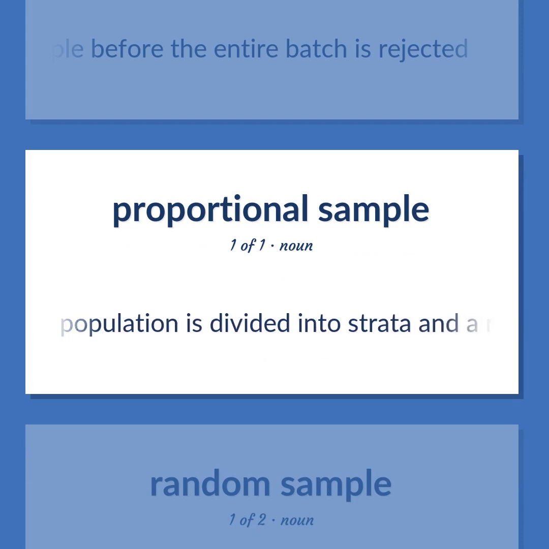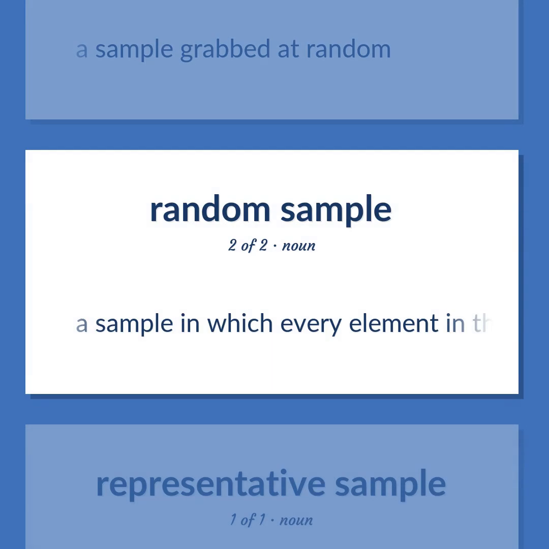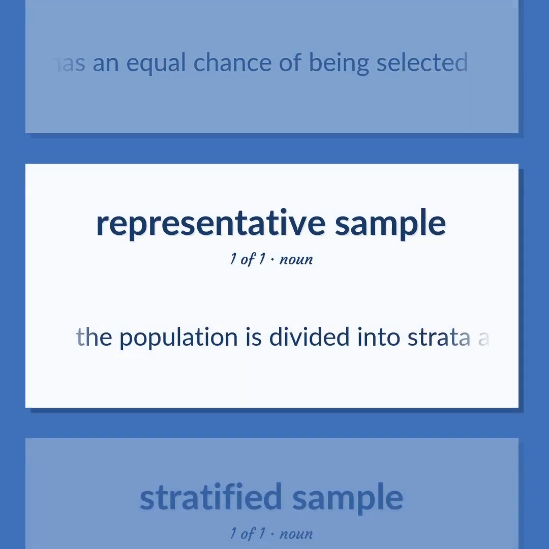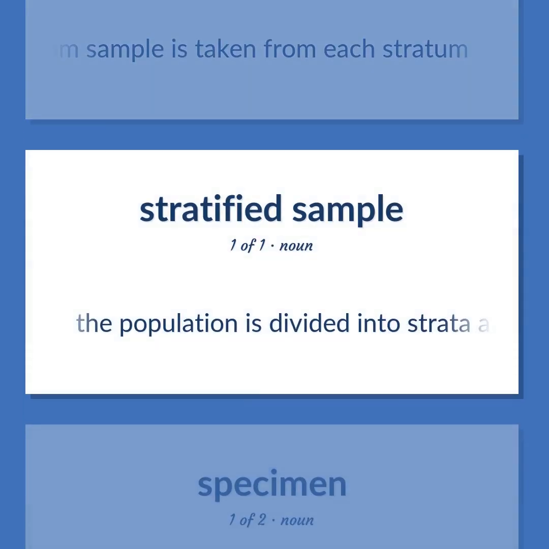The population is divided into strata and a random sample is taken from each stratum. A sample grabbed at random. A sample in which every element in the population has an equal chance of being selected.